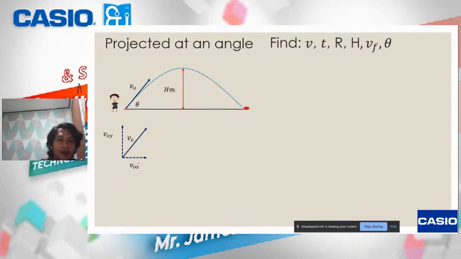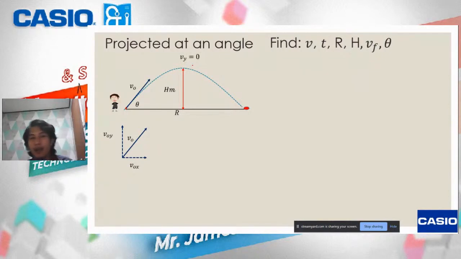Okay, so we also have our maximum height, which is this one, and our range, which is this one. The distance from the initial point, okay, up to the final point. Okay, so now that we know our labels, let's get or formulate our equation to identify or to get values of v, or our initial velocity or velocity, time, range, height, final velocity, and our angle.